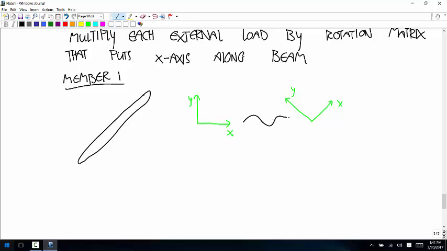Then what's the angle that you have to rotate the coordinate system to go from our original one to the new one? Yeah, just positive 60.